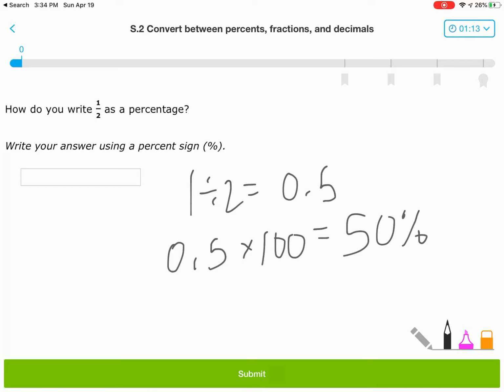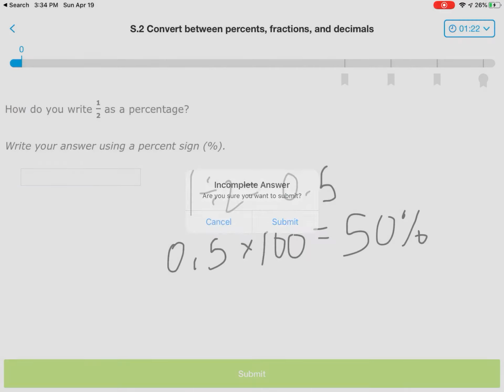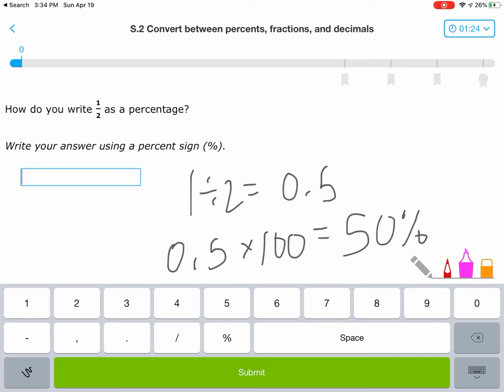Don't forget, you could have also used equivalent fractions here. All right, so I'm trying to plug in my answer, but it's not letting me. So let's see here. There we go. So I got 50. Don't forget the percent symbol. Percent.